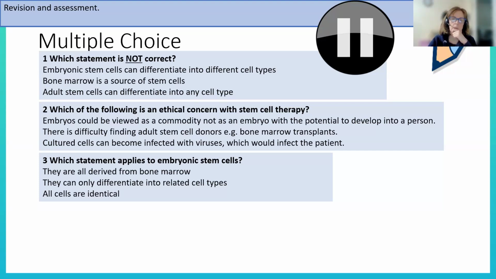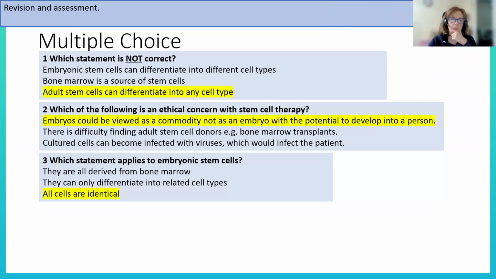Okay, I will pop the answers up. So, which statement is not correct? Adult stem cells can differentiate into any cell type. That's not correct. They can usually differentiate into quite a limited range of cell types, which is very similar to the origin of that cell. Which of the following is an ethical concern with stem cell therapy?